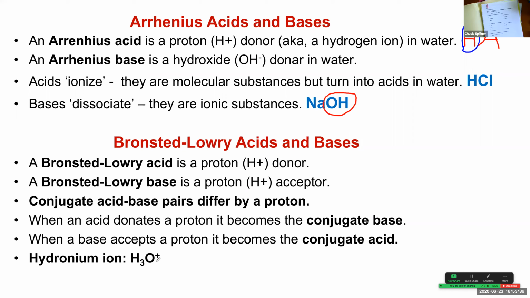So if you're in water, the oxygen atom of water has some extra electrons. That hydrogen ion latches onto the water molecule and it becomes a hydronium ion. H3O+ is what we're going to talk about a lot as we go through this chapter. That hydronium ion is really important, so don't forget that.